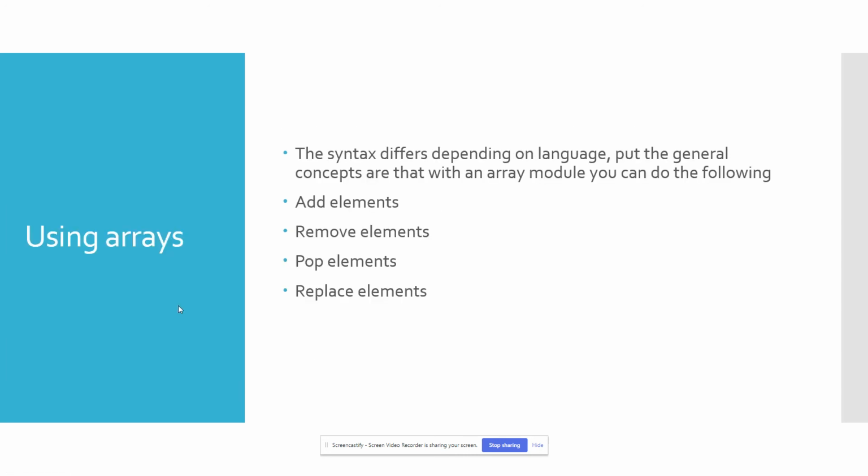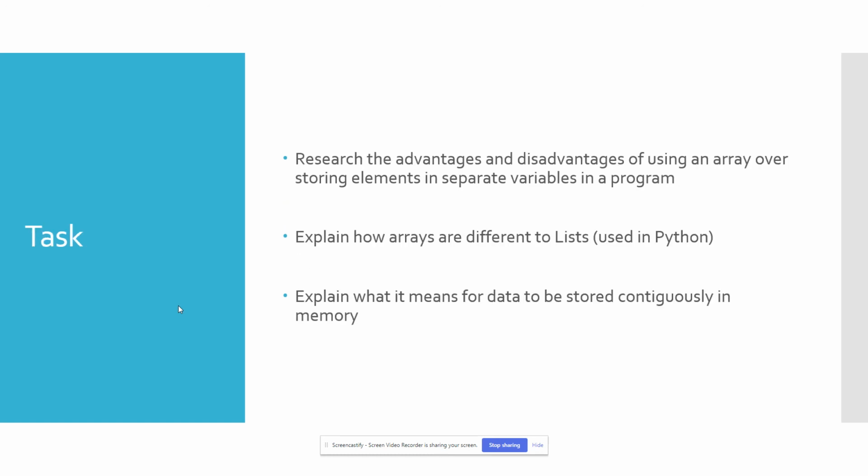So syntax differs depending on the language, but the general concepts are pretty much that you can add elements, remove elements, pop elements. So what does pop mean? I'm going to get you to find that out as well, and replace elements. So the tasks that I want you to do is research the advantages and disadvantages of using an array over storing elements in separate variables. Explain how arrays are different to lists, and these are used in Python, and also explain what is meant for data to be stored contiguously in memory.